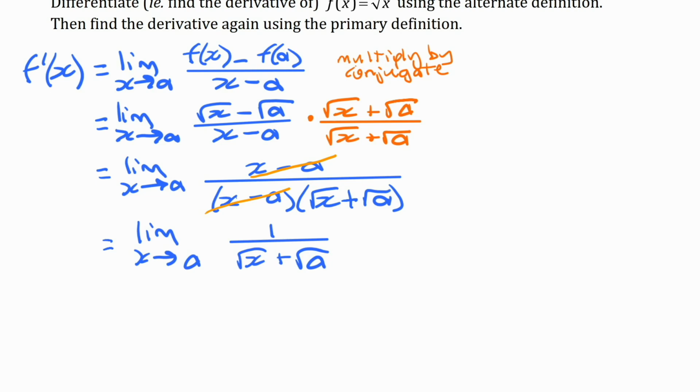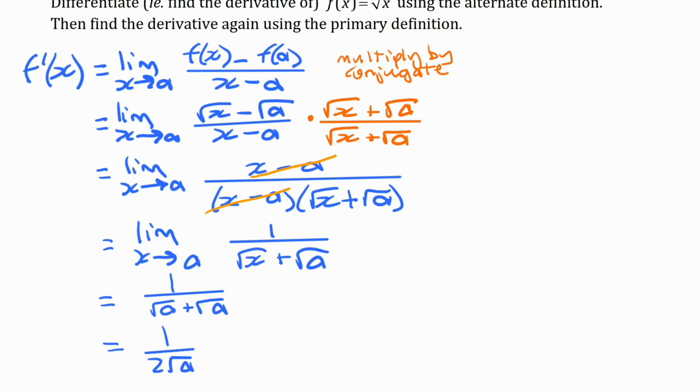Now we're at the point where we can evaluate this limit by substitution and put in a for x. And so when you do that, this is going to be equal to 1 over root a plus root a. Notice this is where I stopped writing this limit because I actually evaluated the limit now and got this expression. And then, of course, you can write that as 1 over 2 root a.